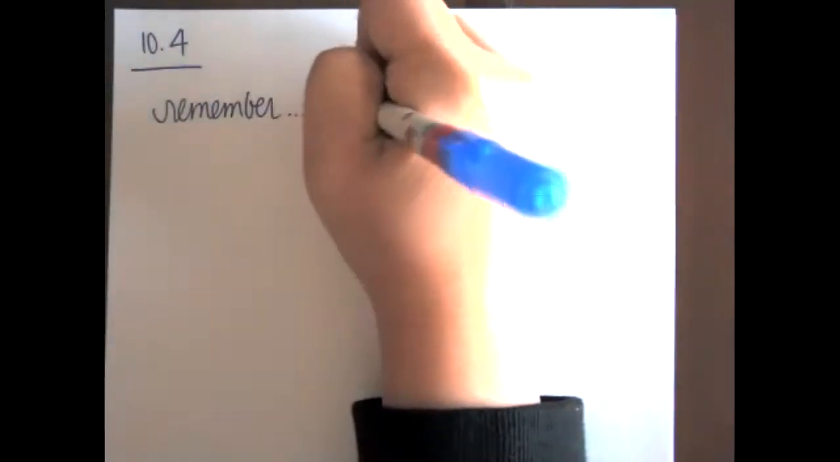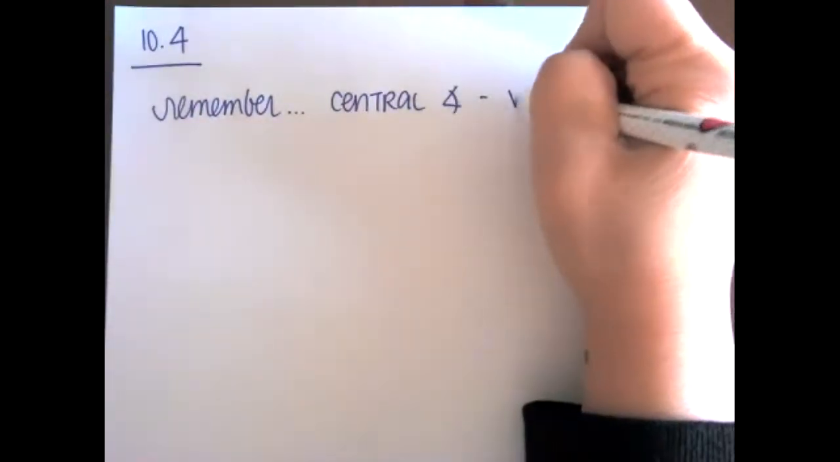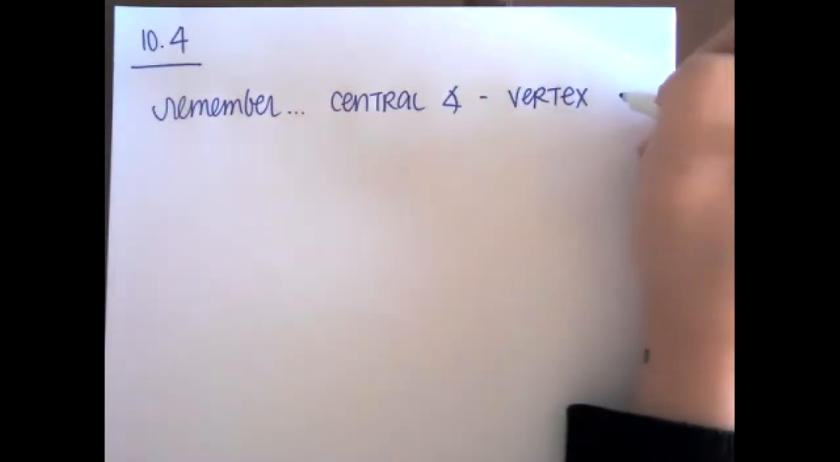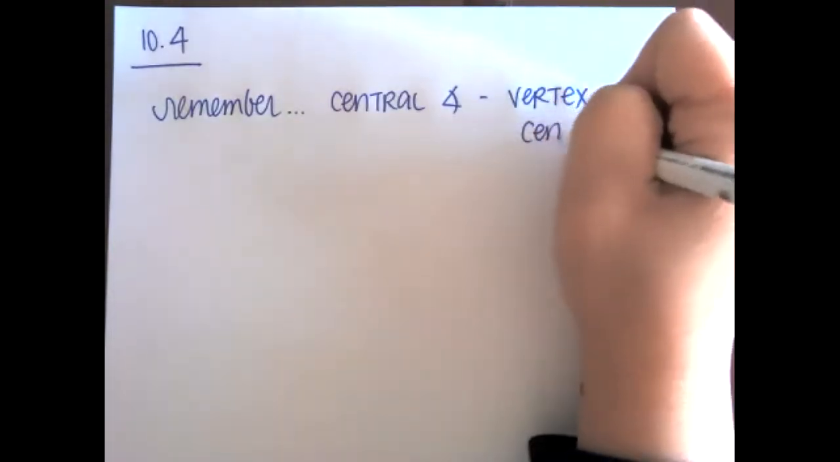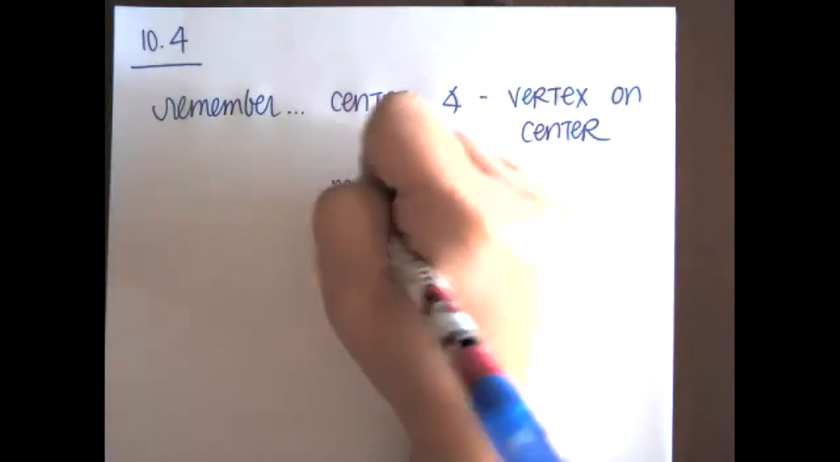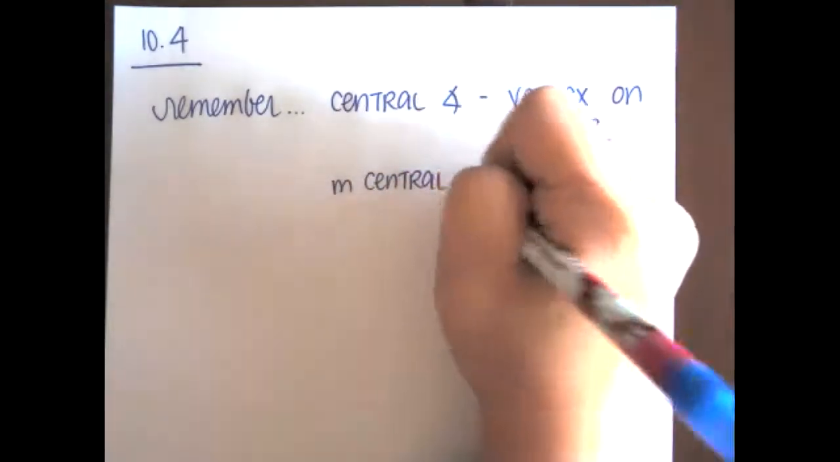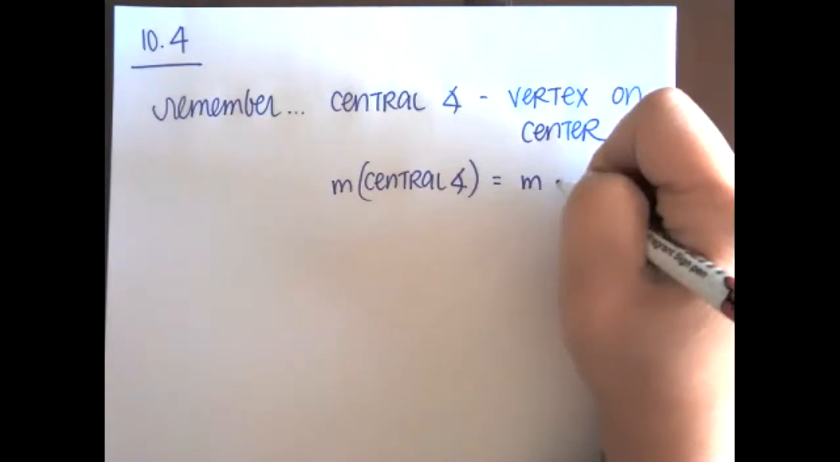10.4. So remember we talked about central angles 2 days ago? As a reminder, a central angle is an angle where the vertex is located on the center. And the measure of the central angle equals the measure of the arc.